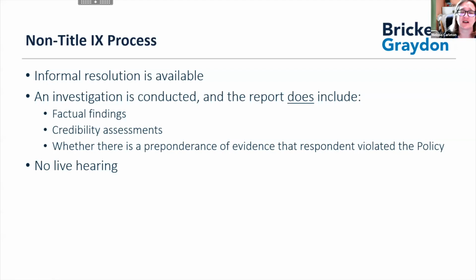What is a non-Title IX process typically going to look like? The most usual reason that something is a non-Title IX process is because the conduct did not happen in the context of an educational program or activity. Maybe it was at an off-campus apartment or something of that nature, and that's usually why something goes through the non-Title IX process. Or maybe it meets the definition under the policy of something that is non-Title IX, but it does not rise to the level of a Title IX sexual harassment that requires the live hearing.